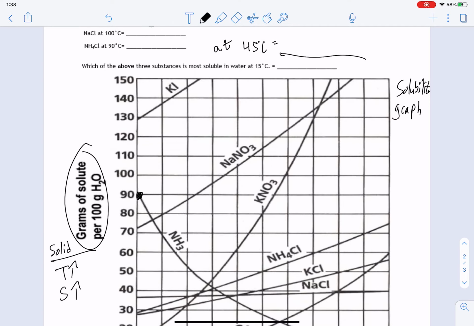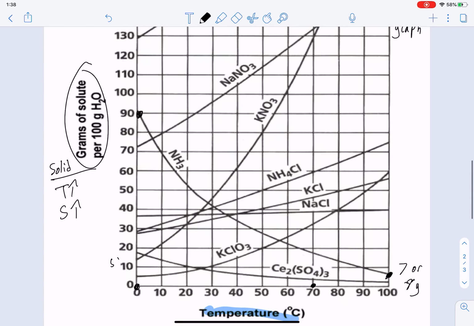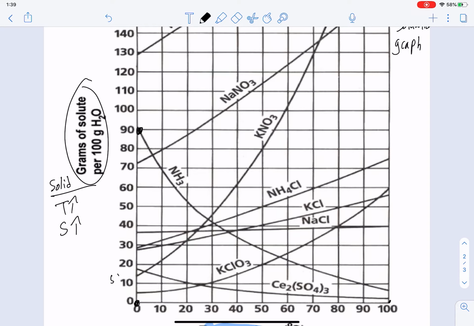So we have sodium chloride at 100 degrees Celsius. So again, you want to find the temperature first, or find sodium chloride first. So this one's a little hidden, but we can kind of see it right here. It's right next to potassium chloride.